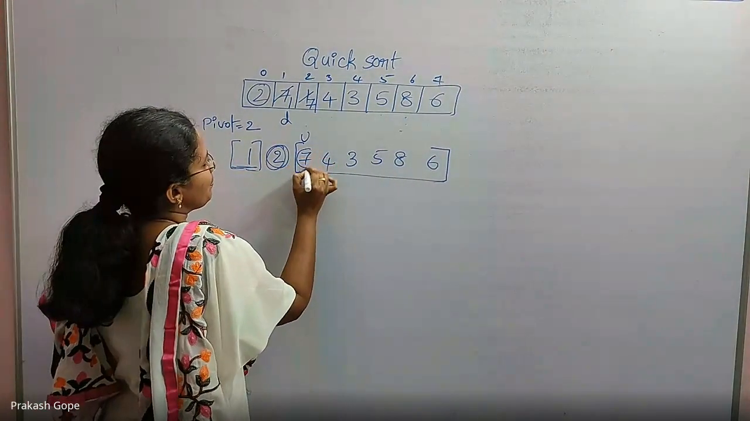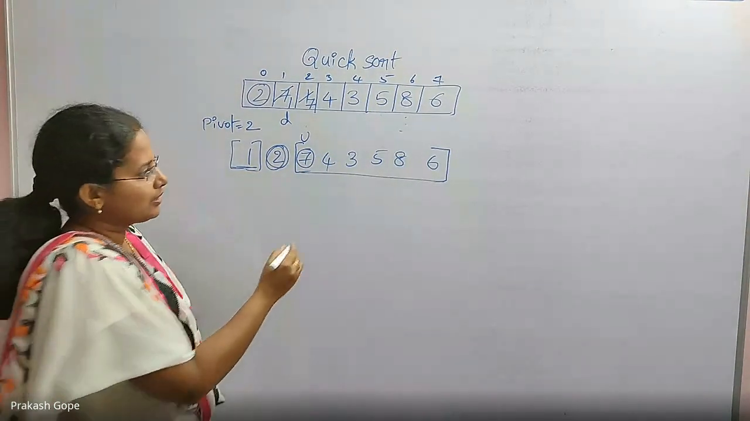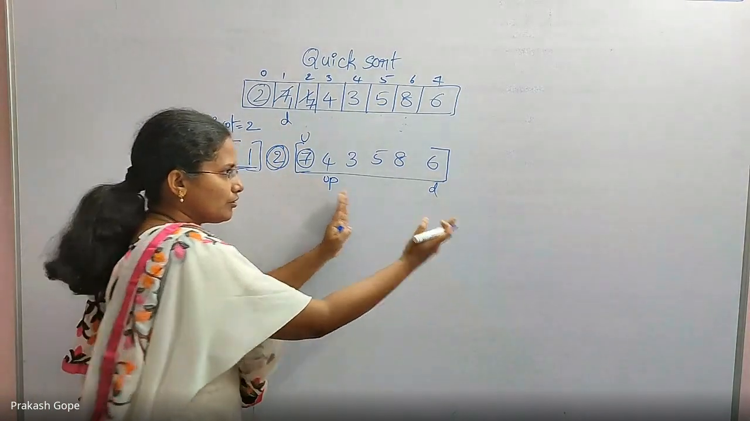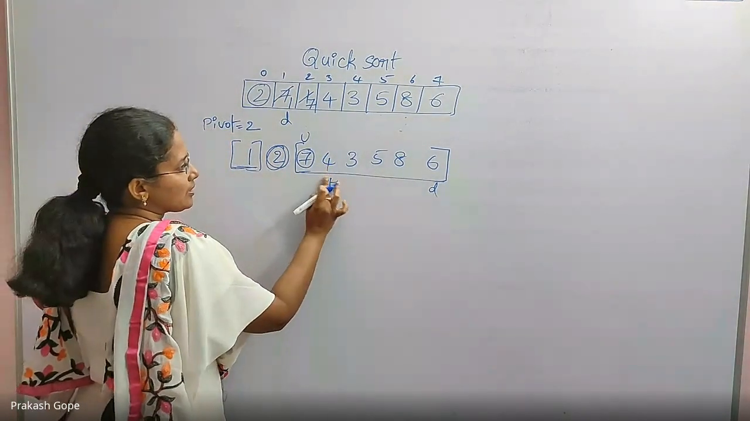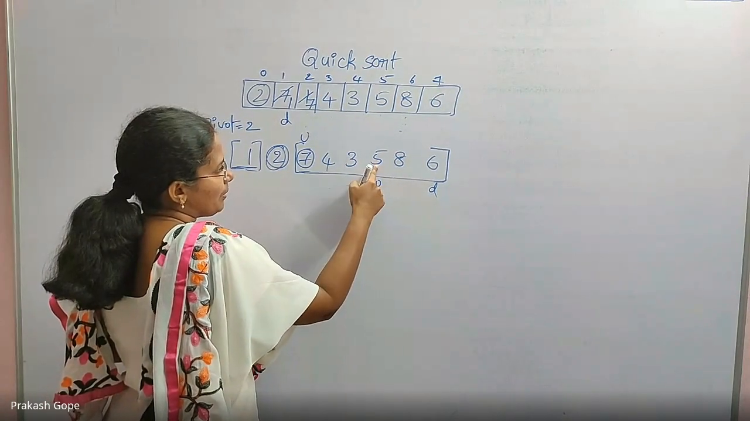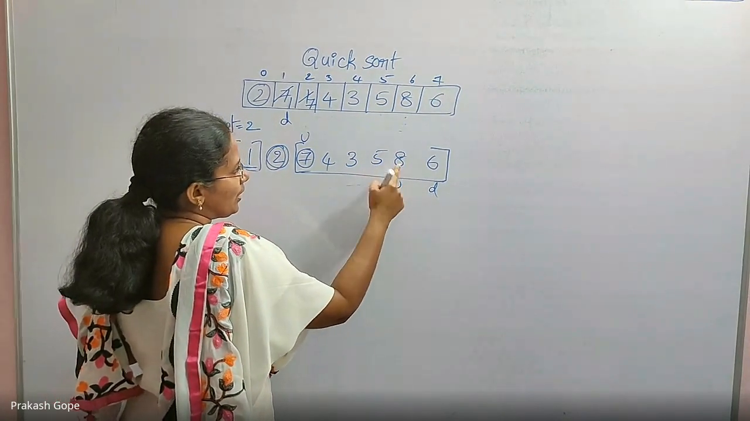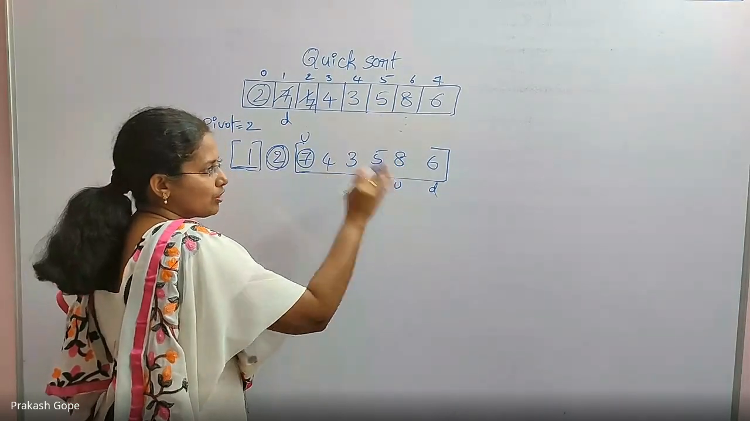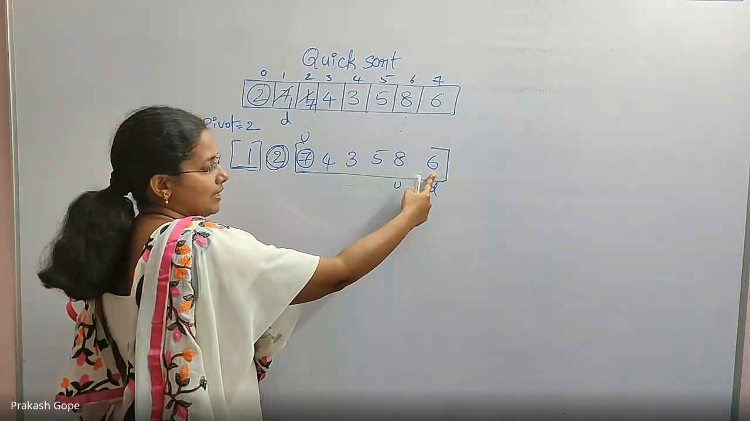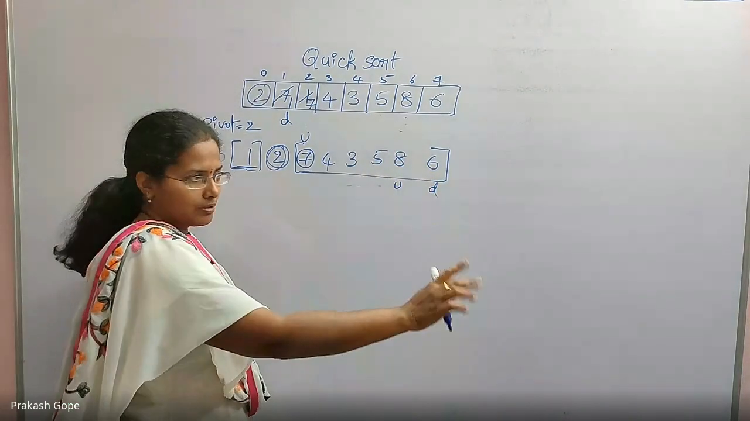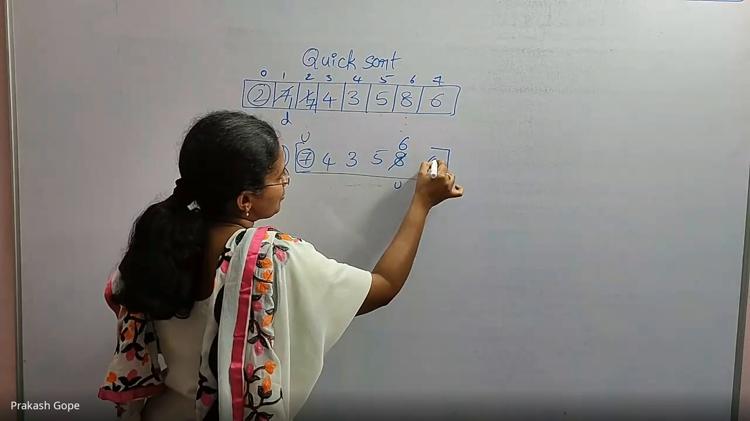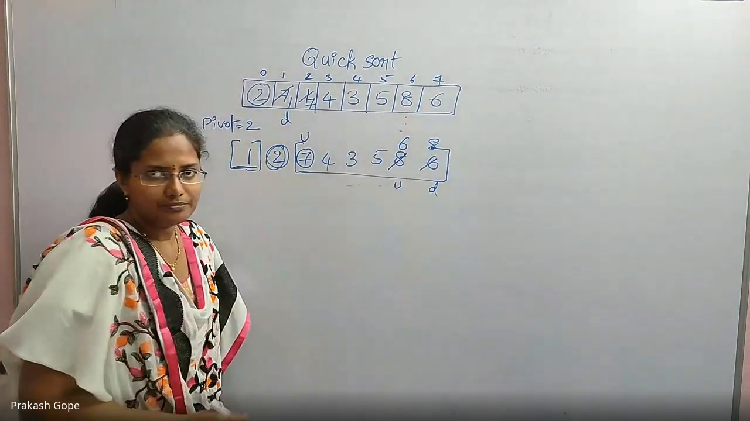Now this becomes the pivot element, first element. This becomes up, this becomes down. Continue the process. Up element is less than or equal to pivot. Up element is less than or equal to pivot. Up element is not less than or equal to pivot, so stop. Down element is greater than pivot? No, so stop. Swap up and down. So 6 comes here, 8 comes here.